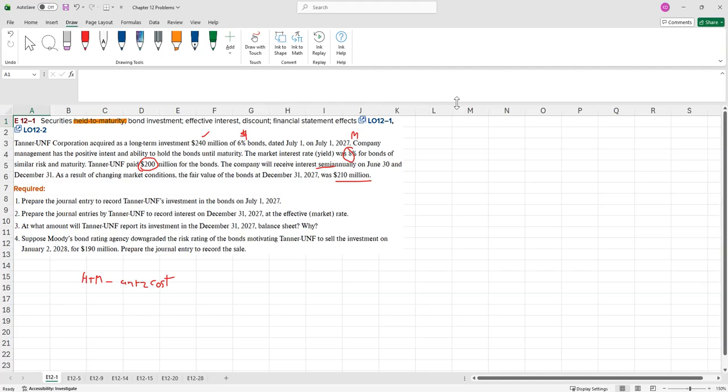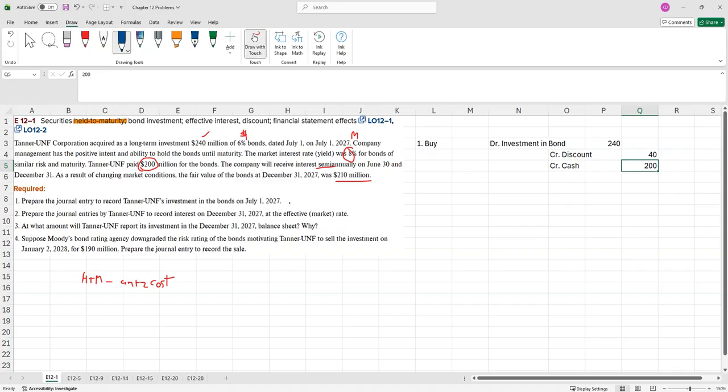But let's look at this. For the first one, they want us to do the journal entry for when we buy the investment. So it's going to be debit investment in bond, credit discount, credit cash. We paid 200 for 240 of bonds, and there was a 40 discount on that. Okay, check, done.